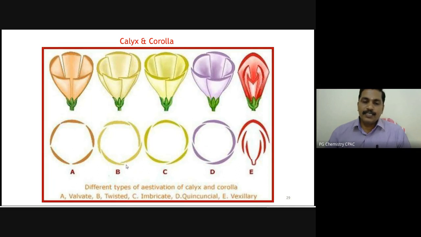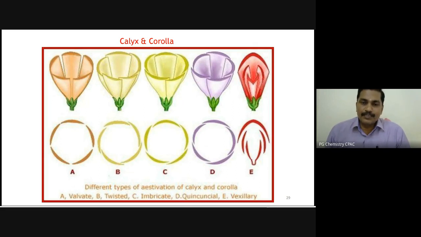And if one end is on the inner side and the other end is on the outer side, you just compare this diagram and this diagram, so you can understand easily. One end is on the inner side, one end is on the outer side. Again, one end is inner side and another end is outer side. This is called twisted estivation. Twisted means what? It looks twisted, like twisting a rope. If we have to twist a rope, how would it look? Like that. One end inside, one end outside.